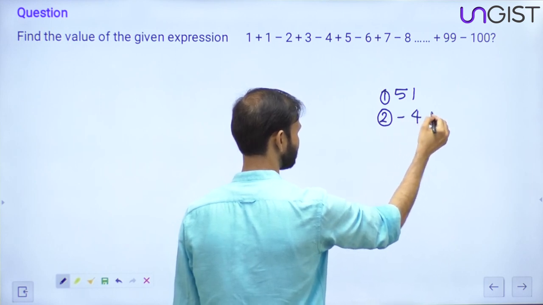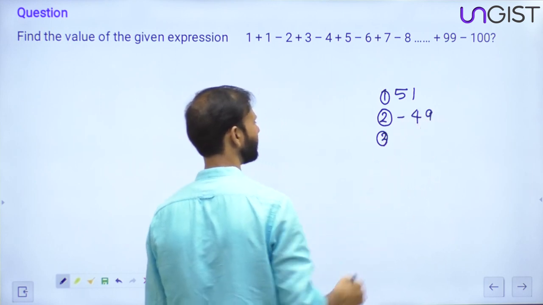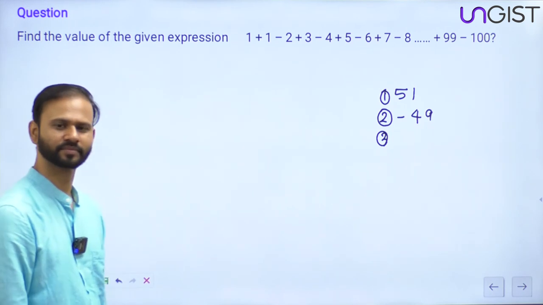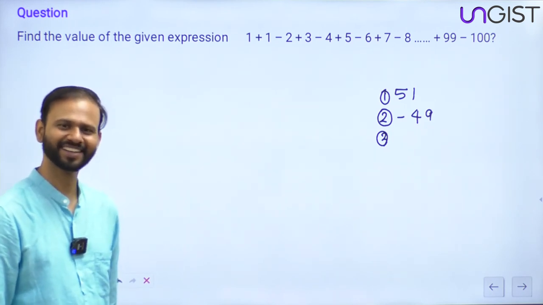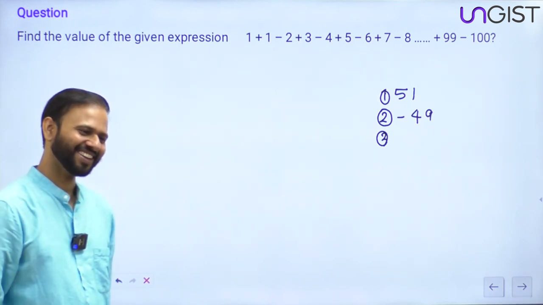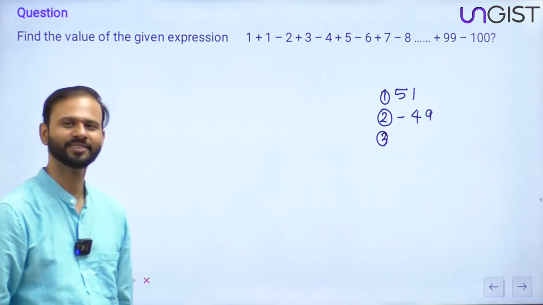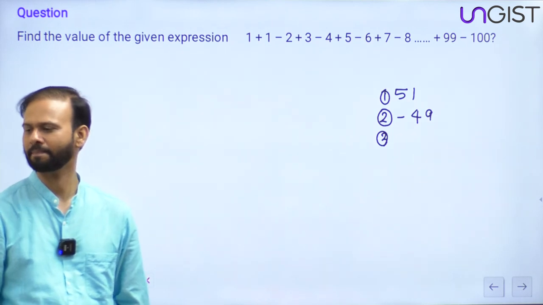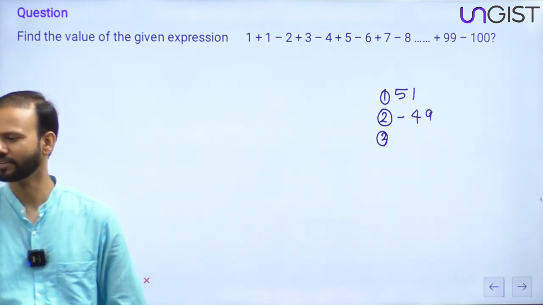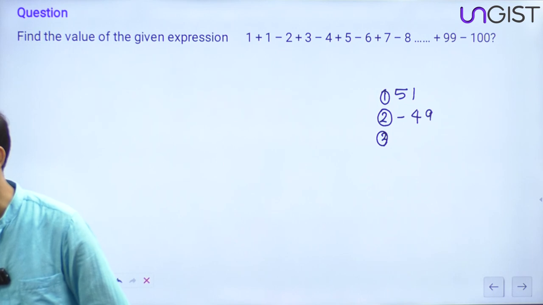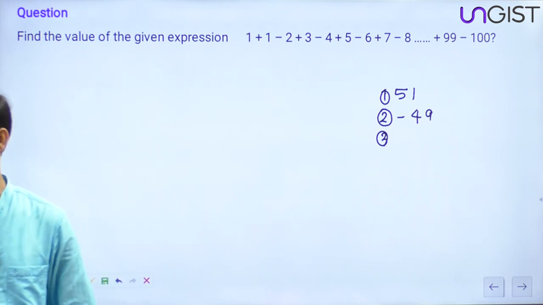Minus 49. Okay. Yes, everyone. Kapil is saying minus 49. Preeti is saying minus 49. Rukaiya is saying minus 49. Muskan is saying minus 49.